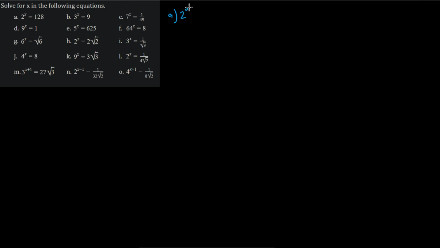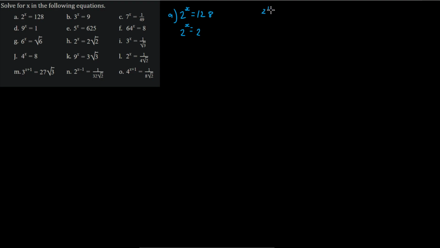2 to the power of x equals 128. For a lot of these questions, it will help if we can get the base the same. So 2 to the power of x equals 2 to the power of something. 128 is a really good number for us because we can work that out. We can say that is 2 to the power of something. We've got to think about it though.